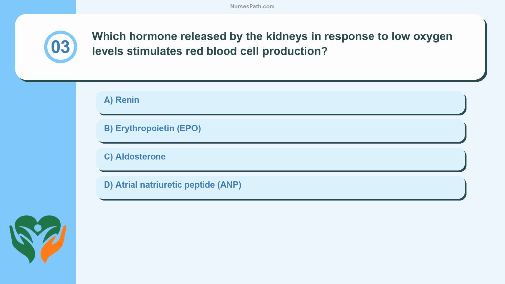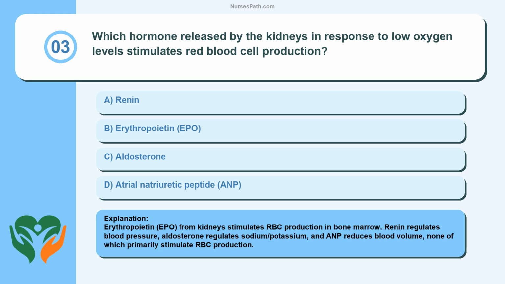Question 3. Which hormone released by the kidneys in response to low oxygen levels stimulates red blood cell production? Renin. Erythropoietin, EPO. Aldosterone. Atrial natriuretic peptide, ANP. Erythropoietin, EPO, from the kidneys stimulates RBC production in bone marrow. Renin regulates blood pressure, aldosterone regulates sodium and potassium, and ANP reduces blood volume, none of which primarily stimulate RBC production.